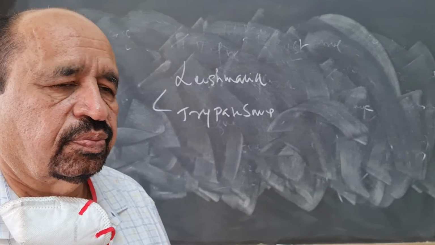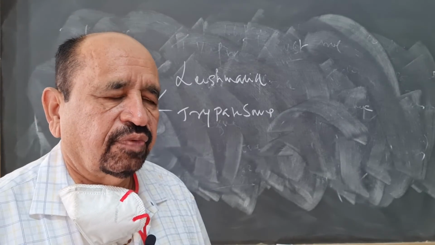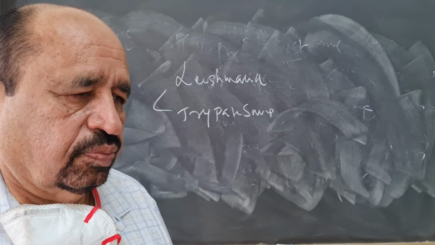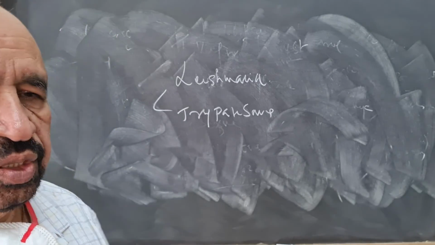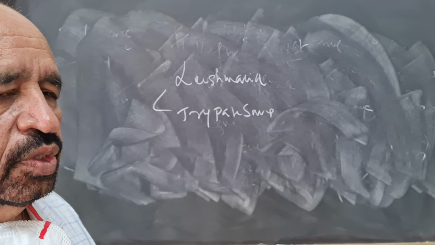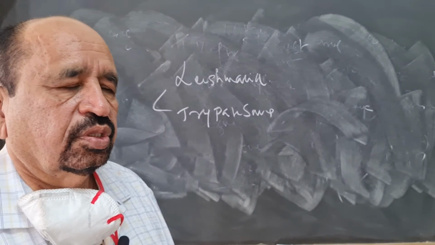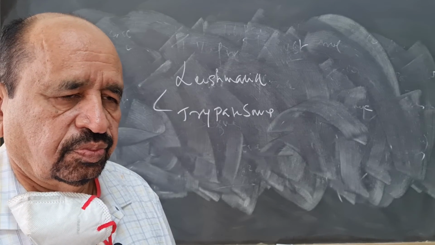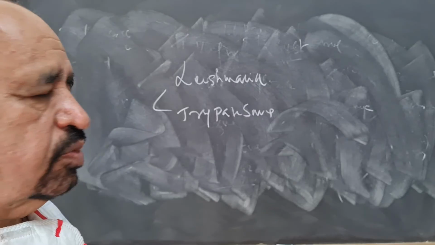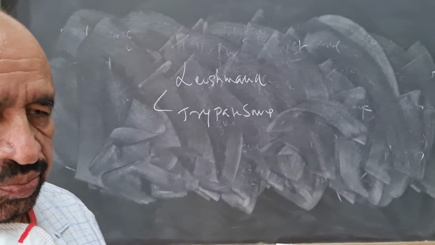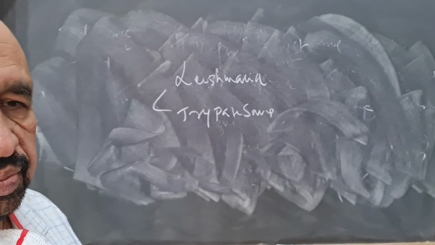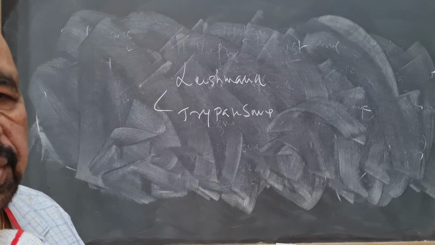Giardia lamblia: man gets infected by consumption of food and water contaminated with cysts of Giardia, causing giardiasis. The habitat of this parasite is the duodenum and jejunum.